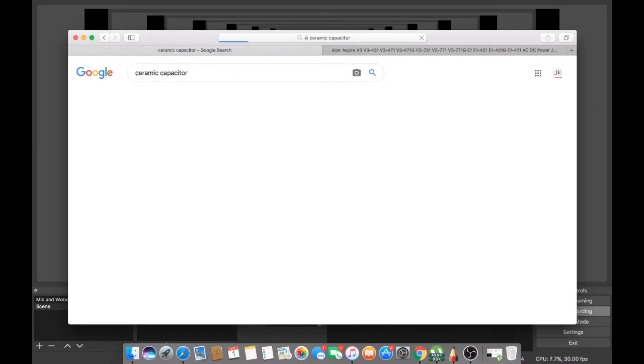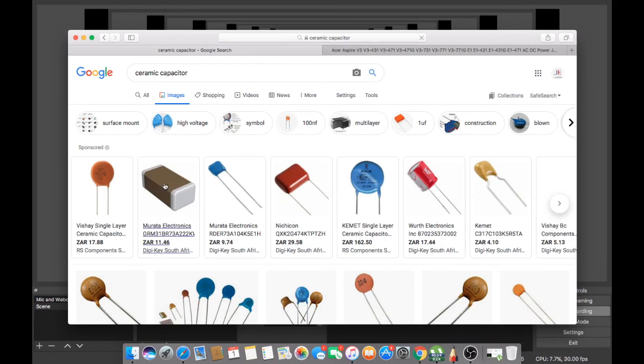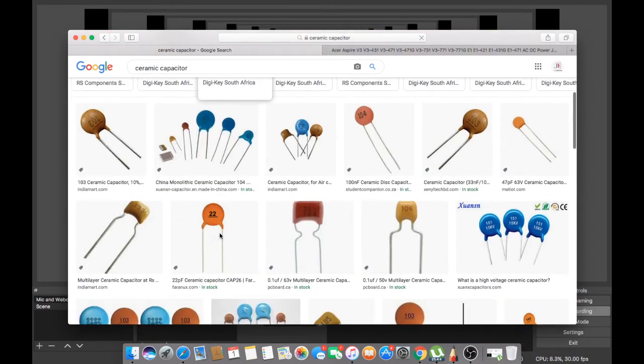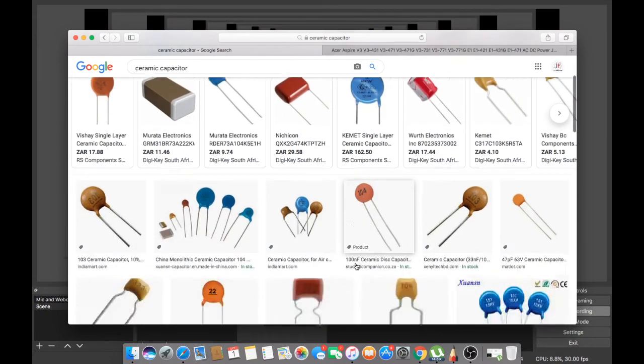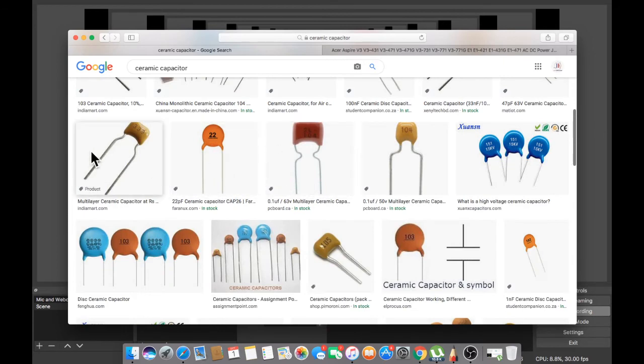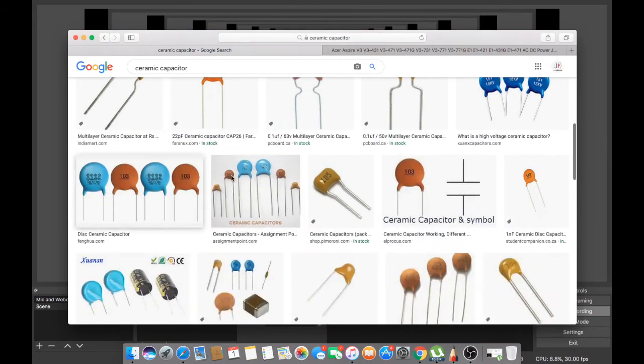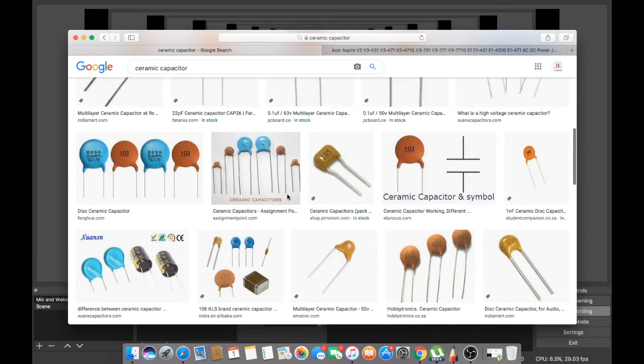I want to show you the image. Okay, these are ceramic capacitors. These are ceramic capacitors. Even this one is a ceramic capacitor. But remember, here we're talking about laptops. We can't install this one. They're too big. These are for radio or TV or big circuit stuff.